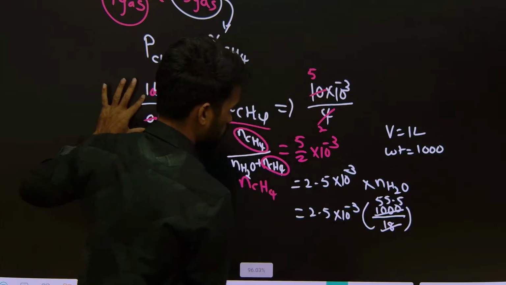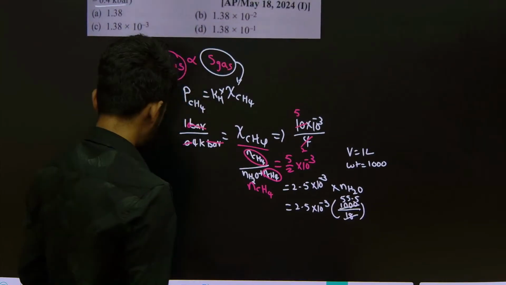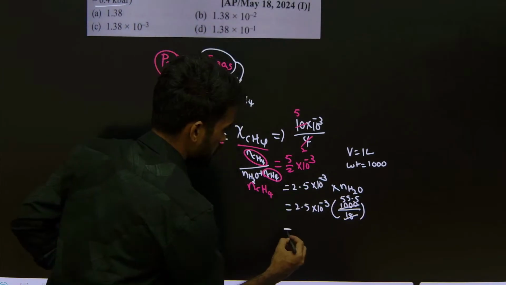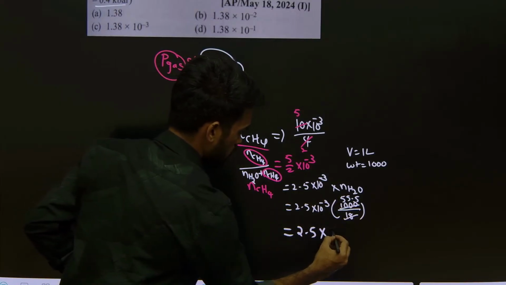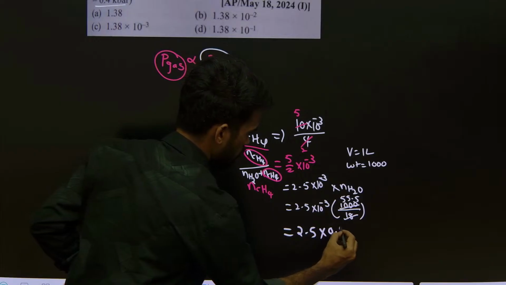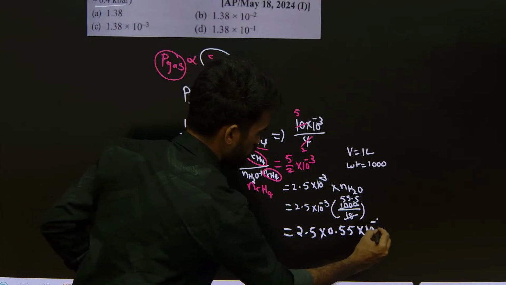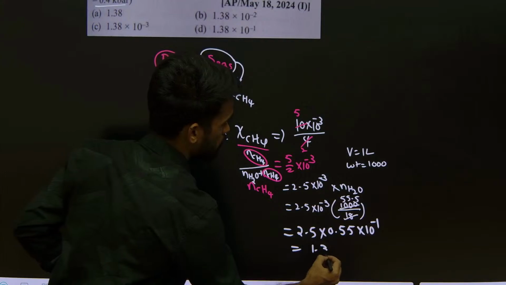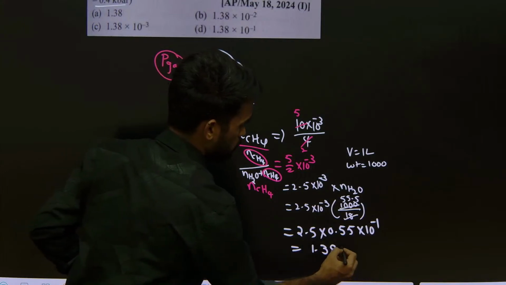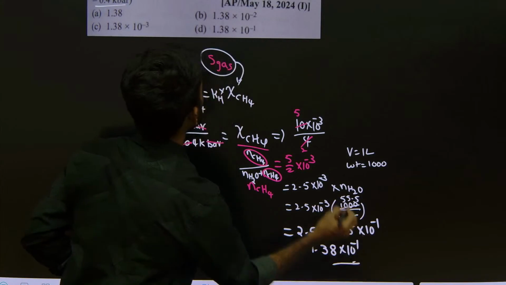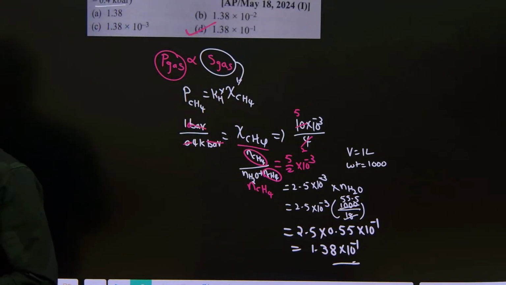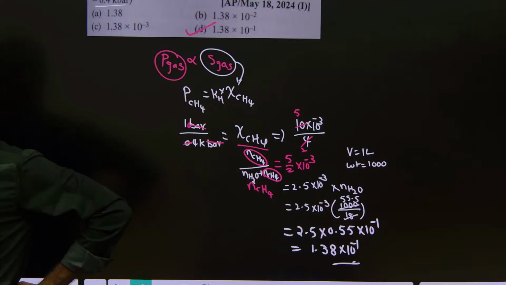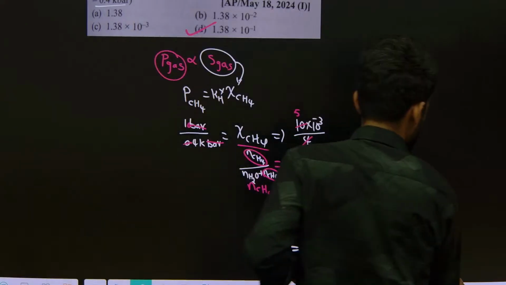So like this, if you look at the options, you can write this as 2.5 into 0.55 into 10 power minus 1. If you multiply this, you will get 1.38 into 10 power minus 1, that's it. We have option D as the answer for the question. Let me give you a few more questions.